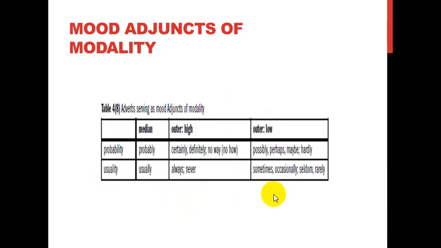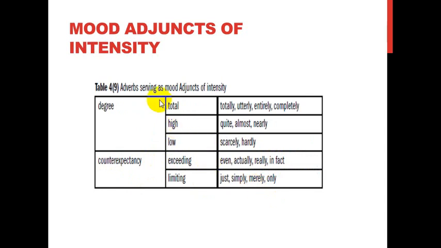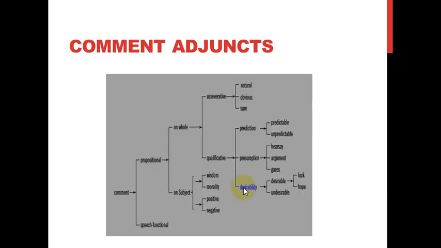And then about modality, we have probability, like the word probably, or certainly, or possibly. And usuality, like usually, always, or sometimes. And when we talk about mood adjuncts of intensity, the examples are like totally, or nearly, or hardly, or also actually and simply. Okay, now let's come to comment adjuncts.